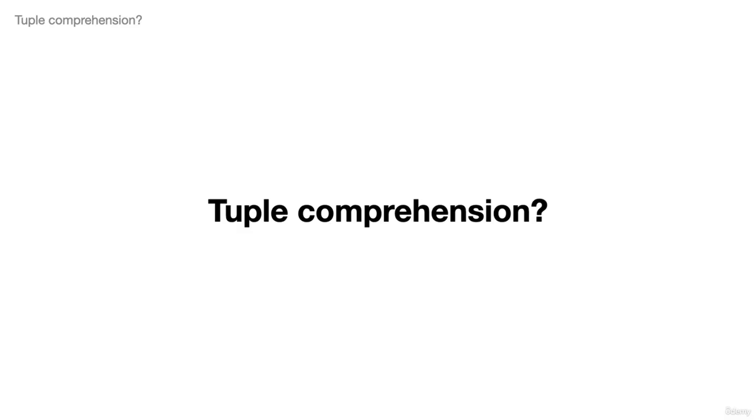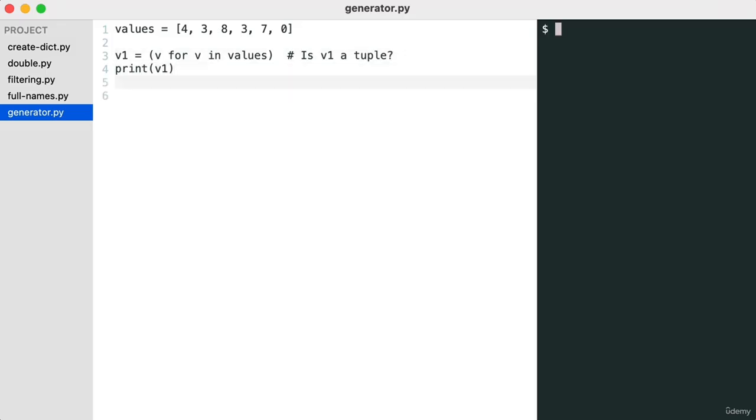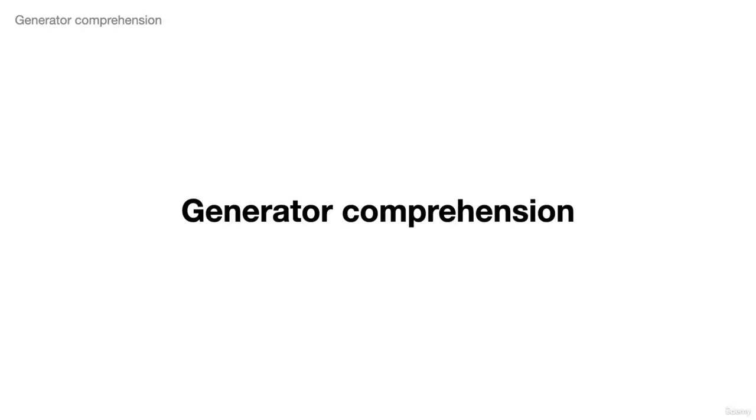So what about tuple comprehension? This is not possible in Python. Let me show you. That is interesting. v1 is not a tuple, but a generator object. A comprehension surrounded by parentheses is called a generator comprehension. So what is generator comprehension and when is it useful?